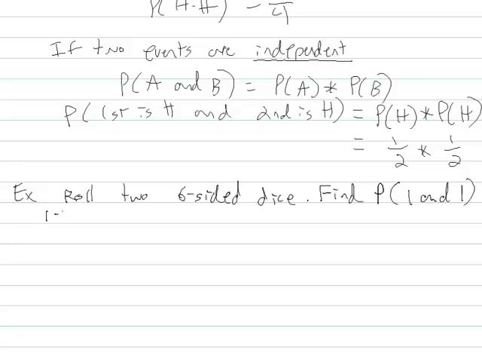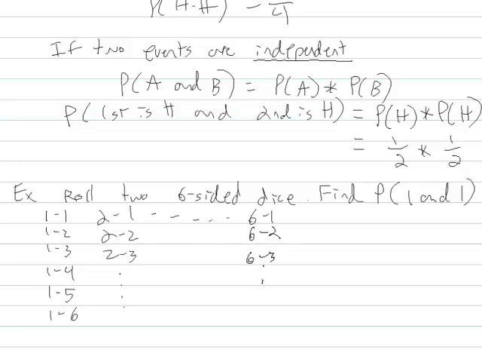So it could be a 1 and a 1, or it could be a 1 and a 2, 1 and a 3, 1 and a 4, 1 and a 5, or 1 and a 6, or the first die could be a 2, and the second could be a 1, or a 2 and a 2, and a 2 and a 3, and so on. And all the way down to 6 and 1, 6 and 2, 6 and 3, and so on, 6 and 6, so that's 6 rows and 6 columns. 36 possible different simple events, so n equals 36.